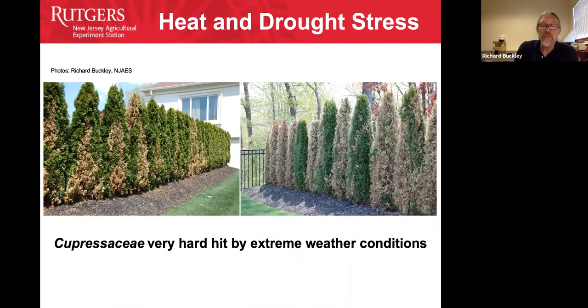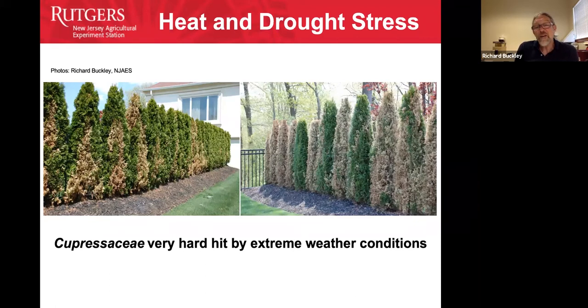Here's just an example of that. These are arborvitaes. If you know me, you've heard me say I hate arborvitaes. I get them in my lab every day. They fail for a lot of reasons. In 2010 in New Jersey, we had more than 20 days over 90 degrees and 7 days over 100 degrees. In that time period, we started to recognize that arborvitaes were cooked all over the place. It took me a little bit of time to figure out the cause and effect.